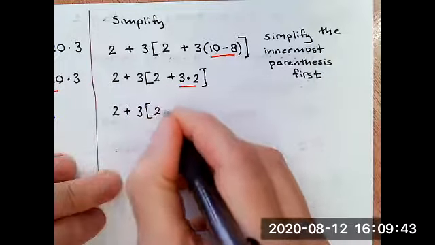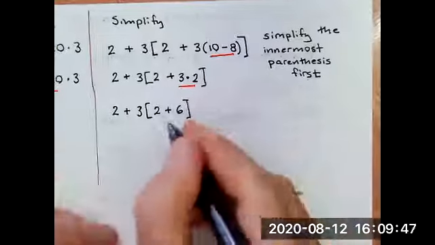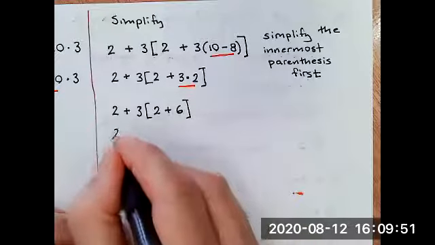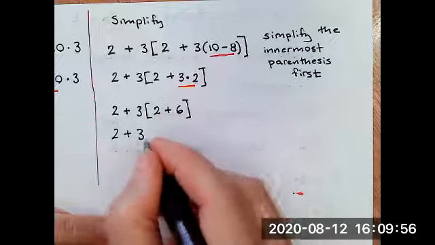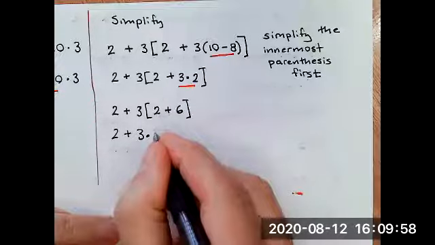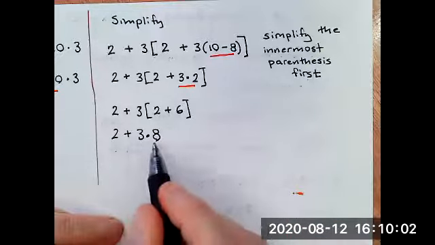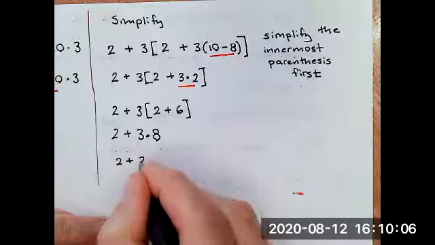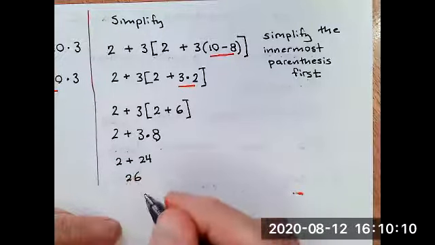So here we have 2 plus 6. We're still working on the inside of the parentheses. 2 plus 6 is 8. 3 times 8, 24. 2 plus 24, 26.